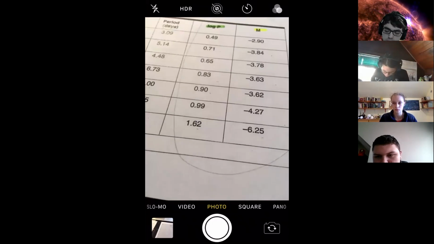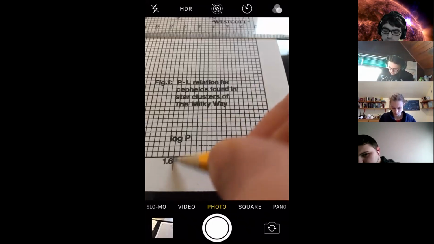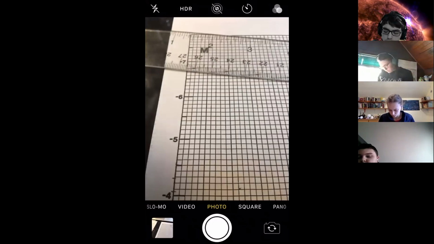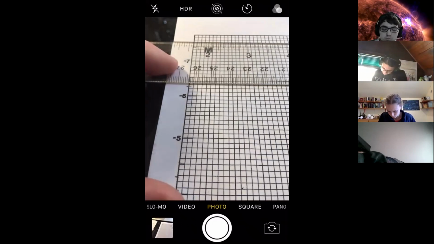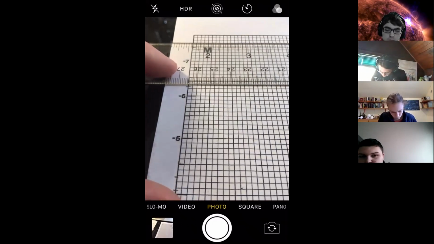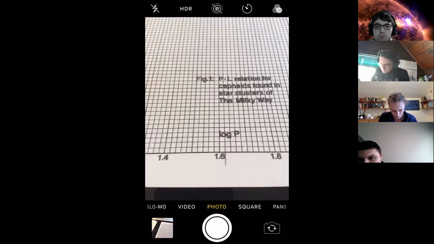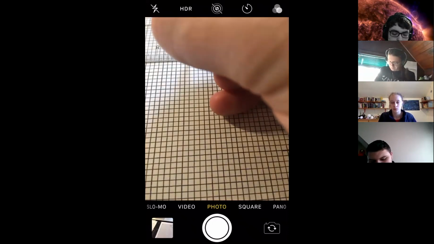1.62, negative 6.25. 1.62 is right there. And negative 6.25, that's negative 6.3. So negative 6.25 is halfway in between. I'm going to put my ruler at negative 6.3. I'm going to scan over to 1.6, and I'm going to go up. Bam.